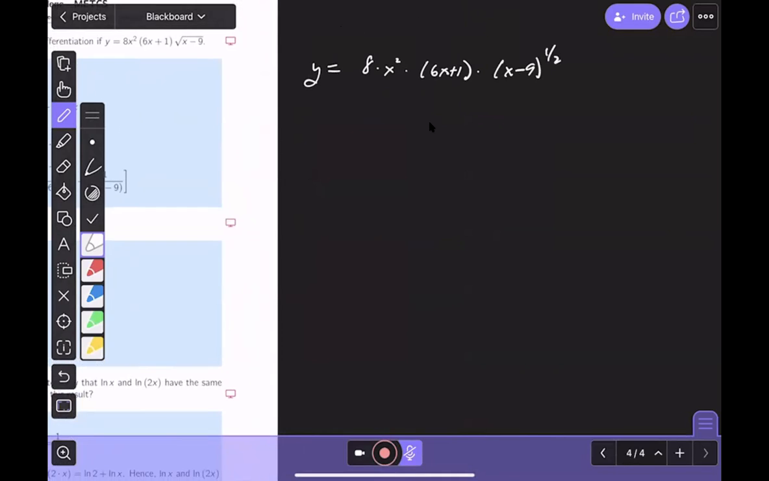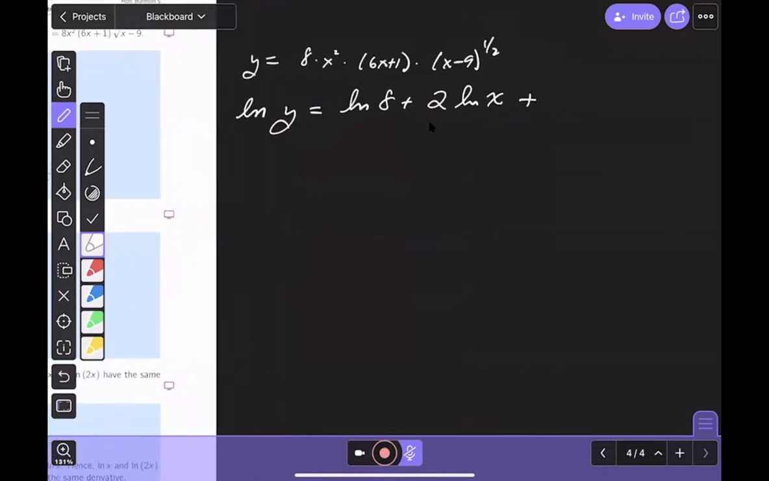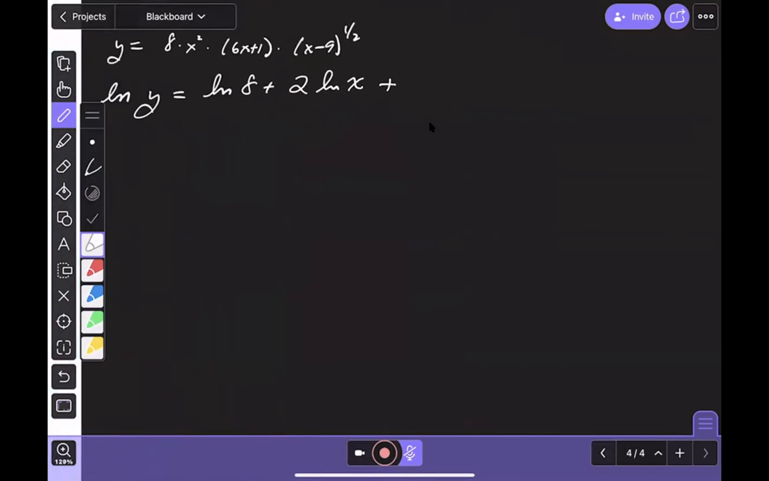What I'm going to do is take the log of both sides and use those rules that I learned about in Math 119. So it's going to be natural log of 8 plus 2 times the natural log of x plus natural log of 6x plus 1 plus 1/2 natural log x minus 9.